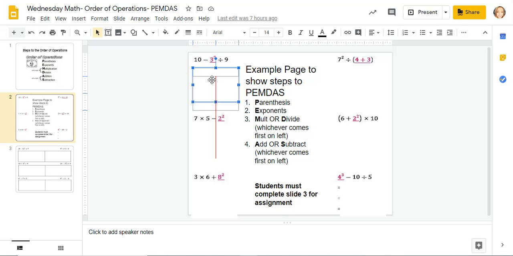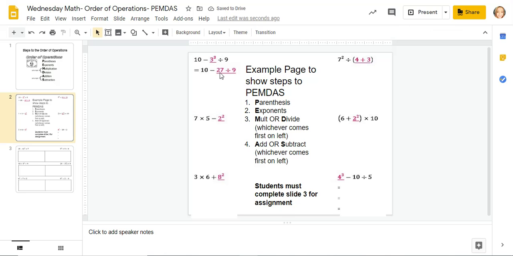So what that looks like is this. You simply write down the 27 and bring everything else down with it. Now you have two operations left: subtract or divide. Which one am I going to do next? If you said divide, you are right. It tells us right here that divide or multiply has to come before add or subtract. So you have to divide. So 27 divided by 9 is what?